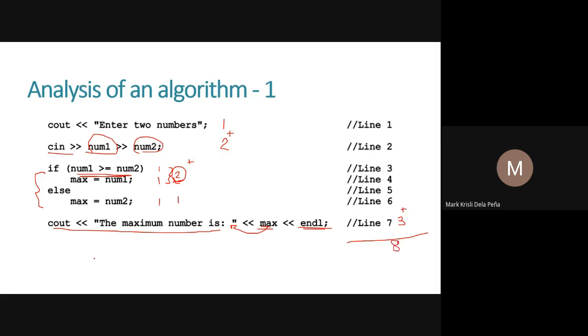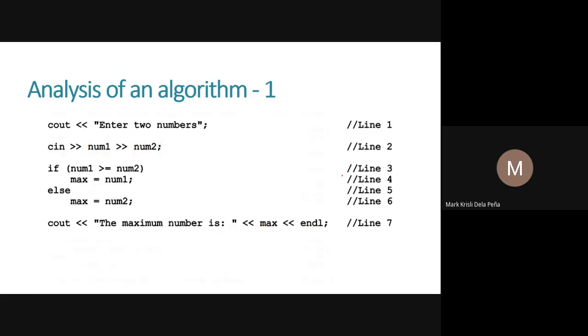So therefore, the number of operations for this algorithm is exactly 8. It's constant, okay, that's for constant or fixed. Now, the number of operations performed in this algorithm is constant, and that's equal to 8.